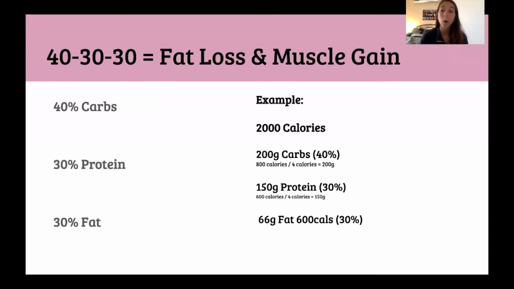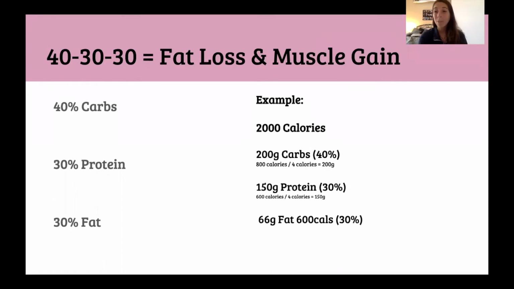A lot of people, when tracking their macros, use a method called the 40-30-30 way. This is fat loss and muscle gaining. So that means 40% of their caloric intake would be carbs, 30% would be protein, and 30% would be fat. So let's say that somebody is eating 2,000 calories. I'm not saying that you should be eating 2,000 calories. Let's just base it off of a random person.